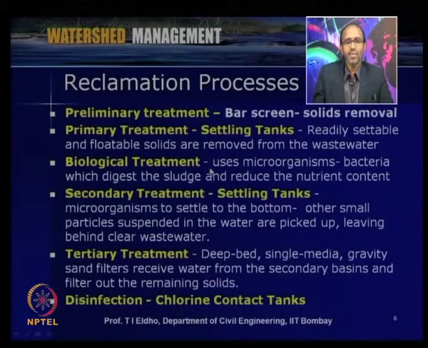Sometimes we can use some type of biological treatment, using microorganisms and bacteria which digest the sludge and reduce the nutrient content in the wastewater. Then we can have secondary treatments like settling tanks and trickling filters, as we discussed in the last lecture. In the secondary treatment, microorganisms settle to the bottom, and other small particles suspended in the water are picked up, leaving behind clear wastewater. For many agricultural purposes, we can directly reuse the reclaimed water from the secondary treatment, and some industrial processes can also utilize it directly.